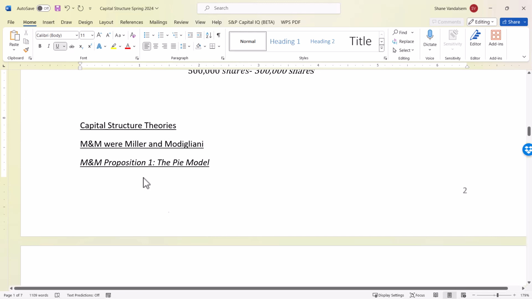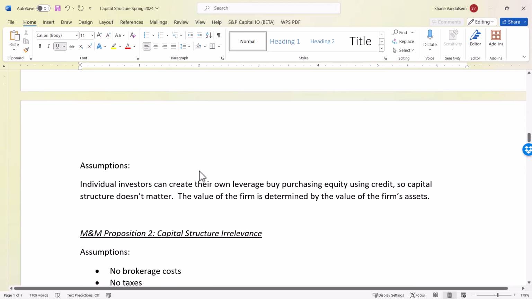So the first proposition that M&M make is called the pie model. And it's kind of straightforward. The idea behind the pie model is that it shouldn't matter whether the firm takes on debt, because you as an investor can create your own leverage for that investment that you purchase. So if a firm has no debt and you want to create leverage for that firm, you can do it on your own as an investor by just taking out a loan to buy the stock in the company. The firm has no debt, but you think it would be beneficial for the firm to have some leverage. From your point of view as a stockholder, you can create that by just taking out a loan and using that debt to buy the stock in the company.